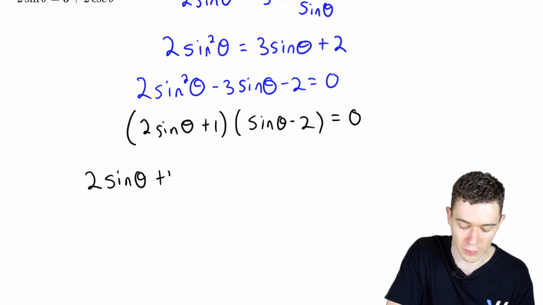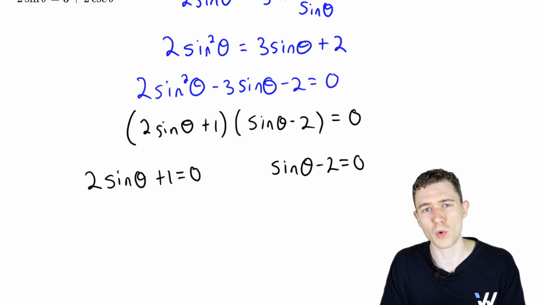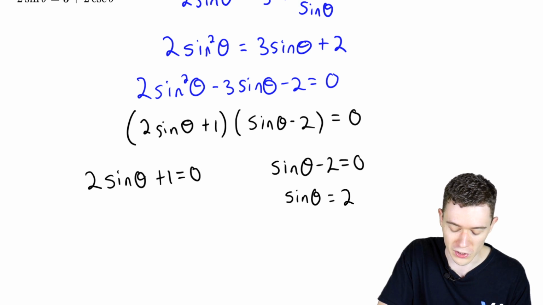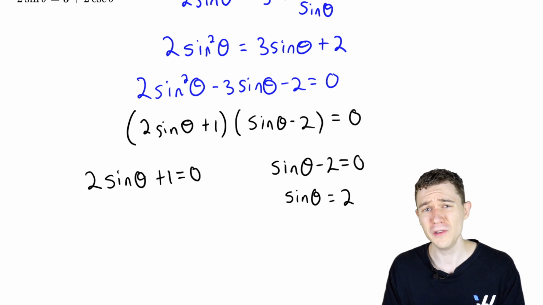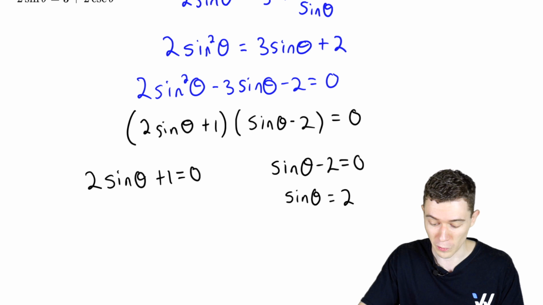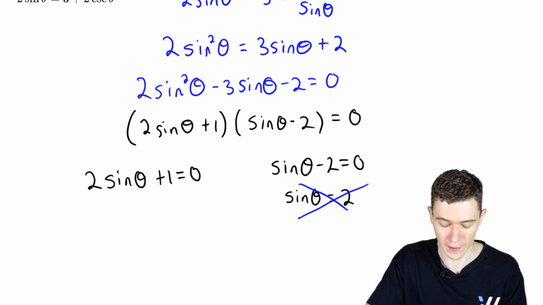So 2 sine theta plus 1 is 0. Sine theta minus 2 is 0. Let's deal with this right equation first. This would say that sine theta equals 2. Well, 2 is outside the range of sine. Sine only goes as high as 1. So we're not going to get any answers from this piece. We can simply throw it away.